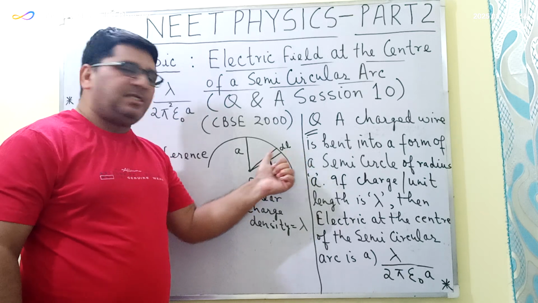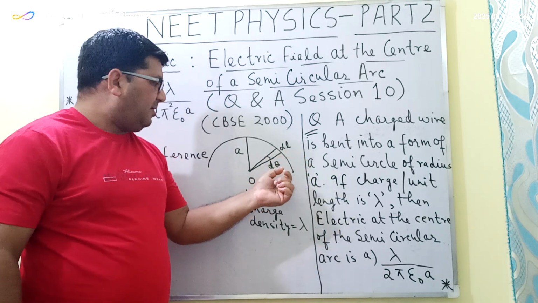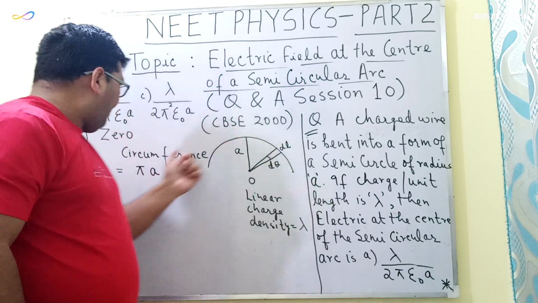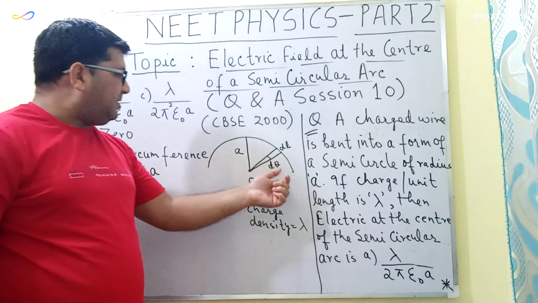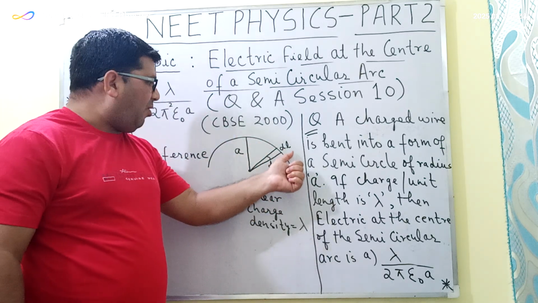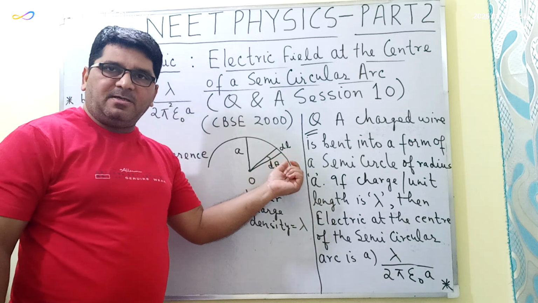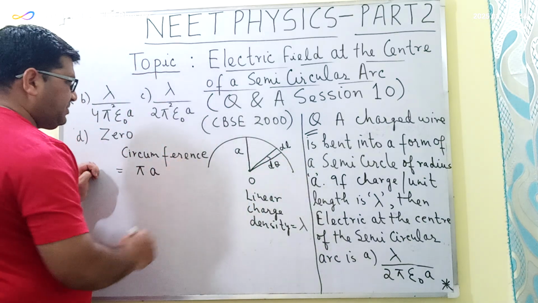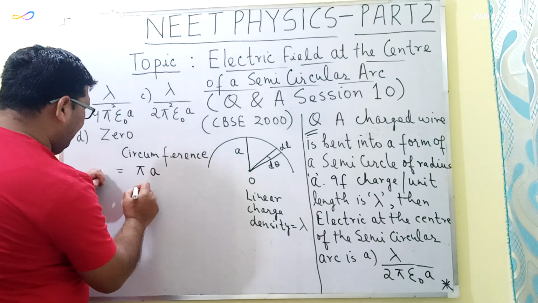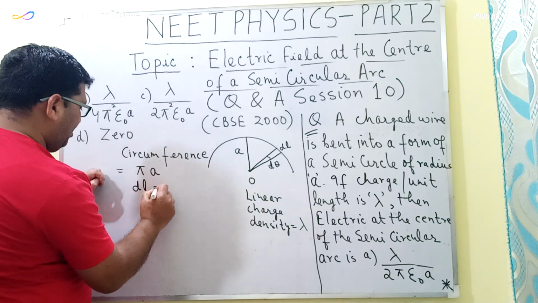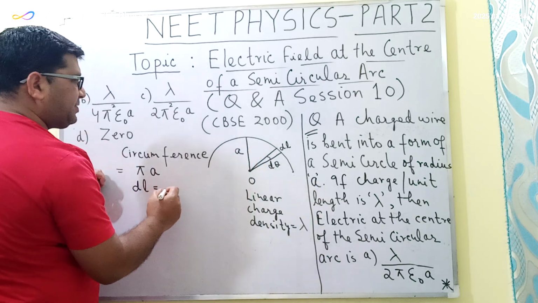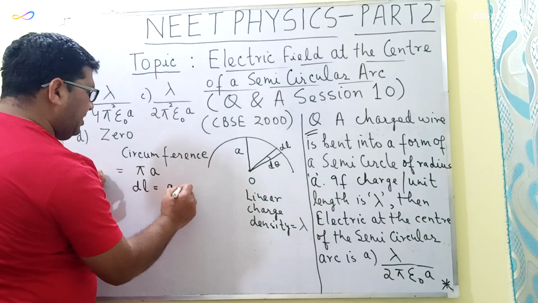This segment dl is a very small length, and the circumference of this wire is the summation of all these small segments dl. In this case dl will be equal to, since the radius of this semicircle is A, A into d theta.